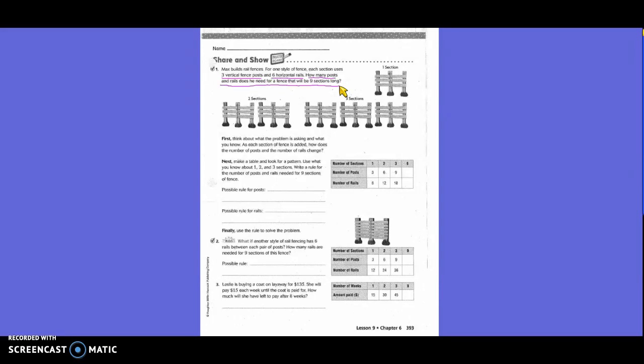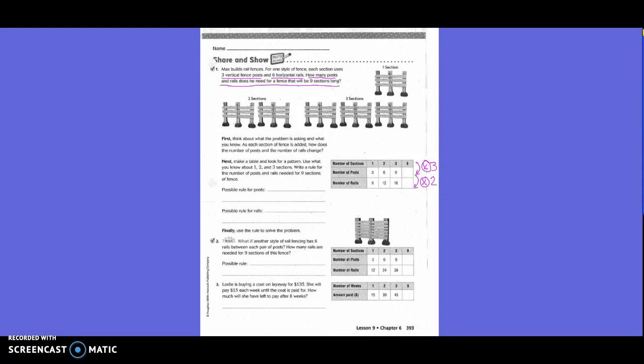So basically, for 1 section, they need 3 posts and 6 rails. Then for 2 sections, they need 6 posts and 12 rails. So what are we seeing here? What is our rule to get from the number of sections to the number of posts? Times 3. So multiply times 3, right? And then the number of posts to the number of rails? Times 2.